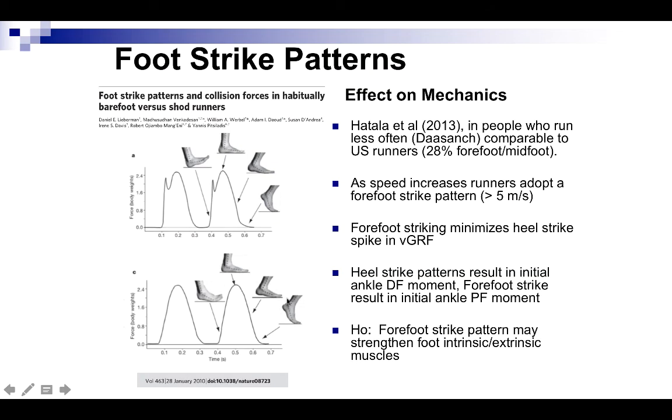So there's some discussion of this because when some people did studies with habitually barefoot runners, they found that they mostly did heel strike patterns compared to long distance runners who wore shoes. But it should be recognized that as you increase speed, there's a tendency to move to a forefoot strike pattern. And if you look at sprinters, they're all going to be landing with forefoot strike patterns.